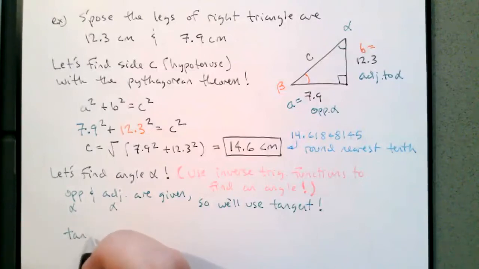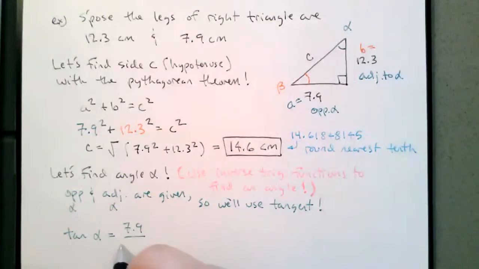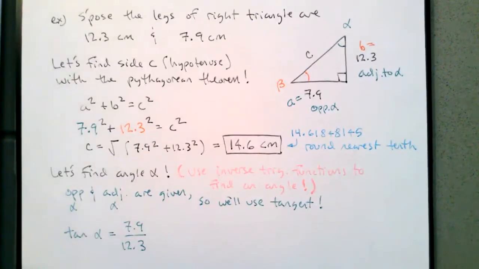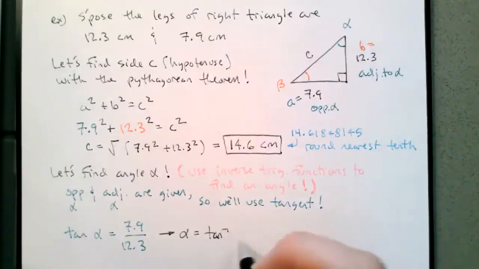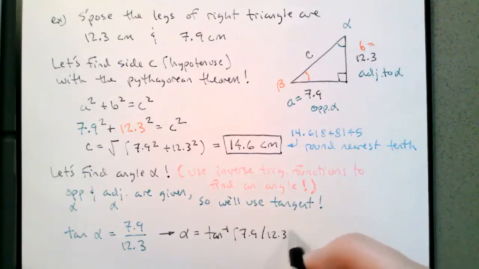The tangent of alpha will be opposite 7.9 divided by adjacent 12.3. Now we're going to use inverse trig functions to solve for alpha. So if tangent of alpha is 7.9 over 12.3, then alpha itself is the tangent inverse of 7.9 divided by 12.3.